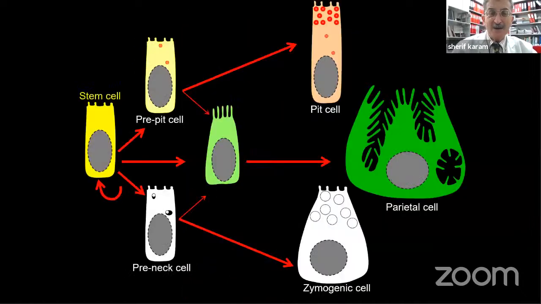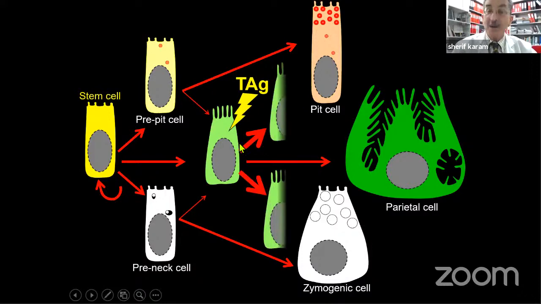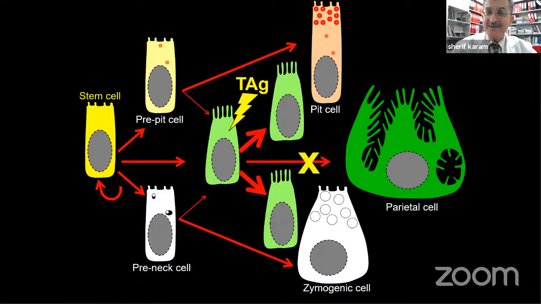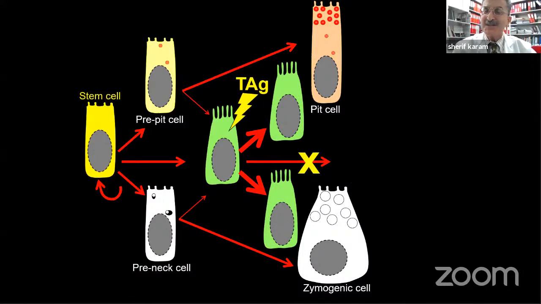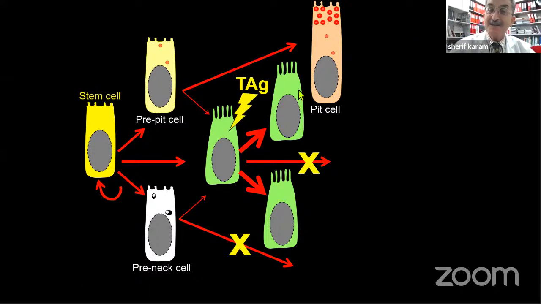So in summary, this is the model. You have a stem cell that gives rise to three progenitors, and they proceed and differentiate and give rise to three different cell lineages. If you express the T antigen gene in the parietal cell lineage, they will proliferate, and the proliferation of these cells will lead to a block in their differentiation. So the adult cells will stop developing. And also, interestingly, the zymogenic cells also stop differentiating. So you end up with pit cells, neck cells, but no chief cells, and a huge number of preparietal cells, and also these progenitors were amplified. So you end up with a gland that looked like a gland full of progenitor cells. And this was extremely a wealth of material to study and to investigate.